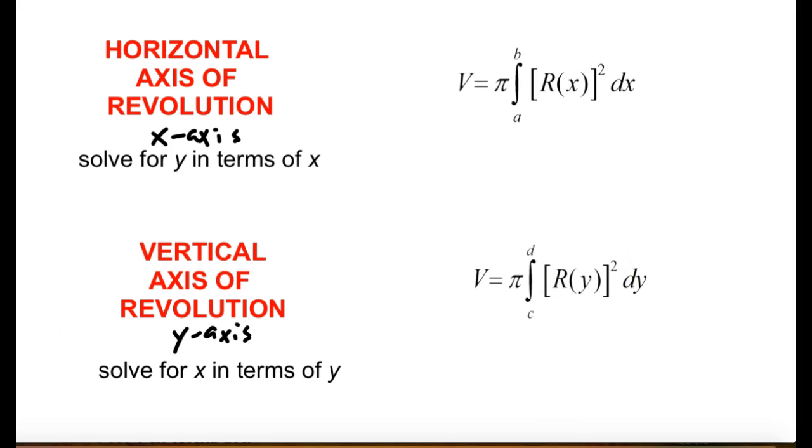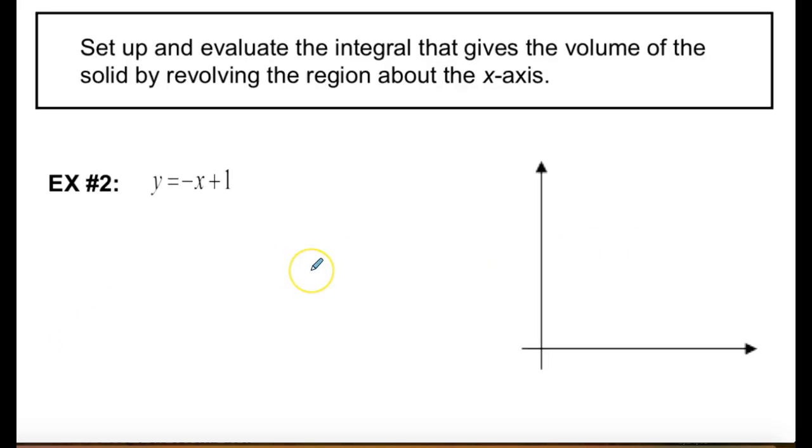All right, so let's jump into another example here. Here I'm taking y equals negative x plus 1 and revolving that about the x-axis. They don't give me any bounds here, so I'm going to have to figure out what my bounds should be. So let's graph this function. Plus 1 means I've got a y-intercept of 1, and then a slope of negative 1. So I would go down 1, right 1, and end up with a line through here.